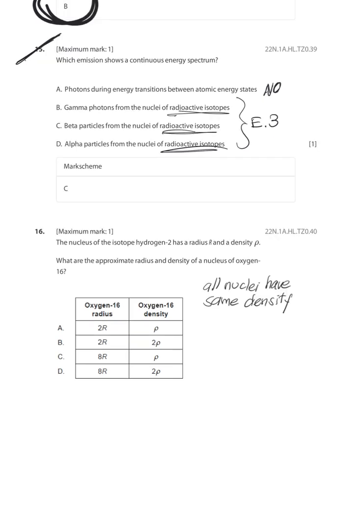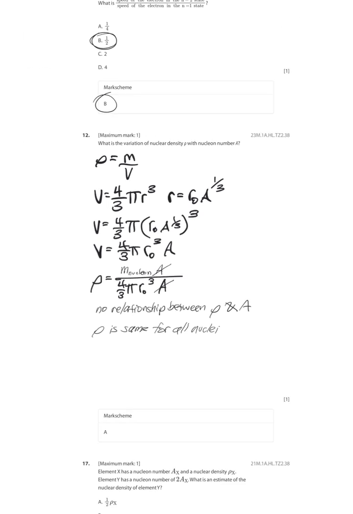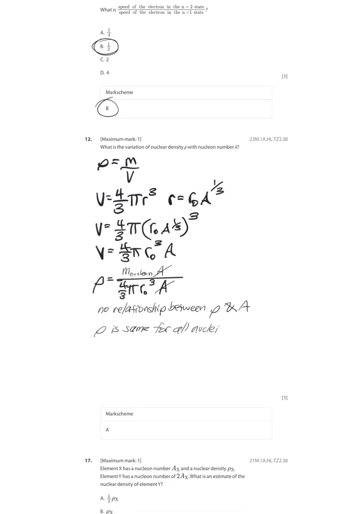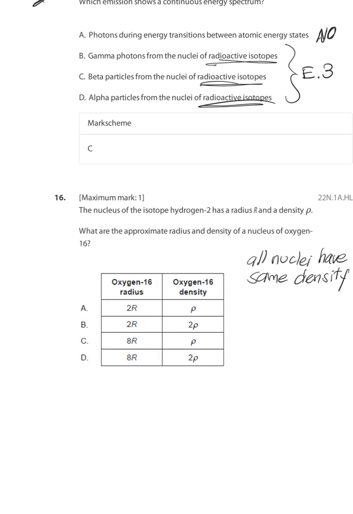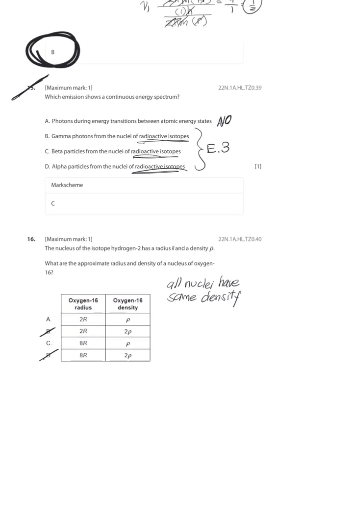So, hydrogen 2 has a radius r and density rho. What are the approximate radius and density of a nucleus of oxygen 16? Well, we know that all nuclei have the same density. We saw that in number 12, where there's no relationship between density and atomic number or nucleon number, and so density is the same for all nuclei. So that gets rid of B and D. But what about the oxygen 16 radius? Well, we have an equation for radius. Now we have to read carefully because it talks about hydrogen 2, not regular old hydrogen. So hydrogen 2 has a nucleon number of 2.